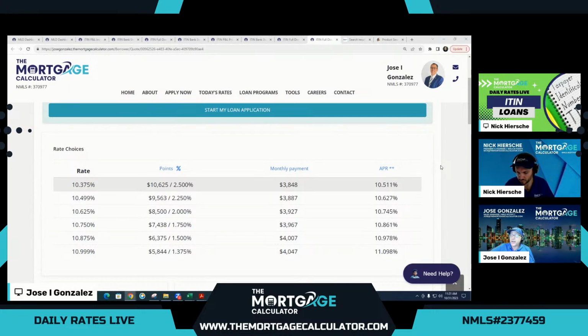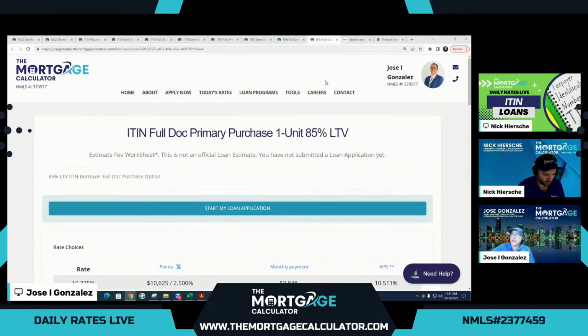So keep an eye out for that when you are structuring your loans. So here at our 85% LTV, you're looking at 10.999 as our lowest cost option, and you can buy that down to 10.375. And this is 85% one unit full doc.